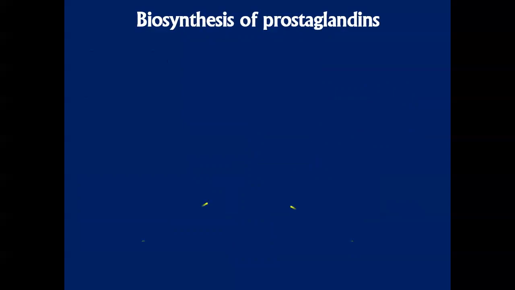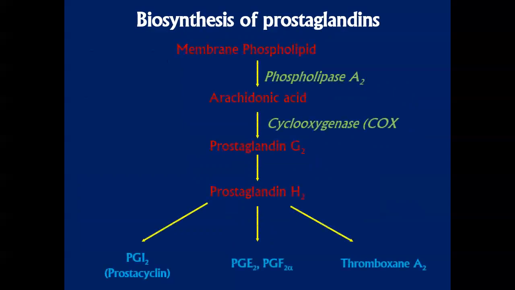So, biosynthesis of prostaglandins. Do you know this from before? Yes. Okay. So membrane phospholipids, under the influence of phospholipase A2, are converted into arachidonic acid. And for arachidonic acid, there are two pathways.